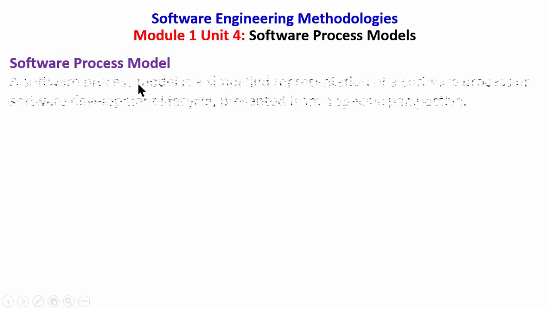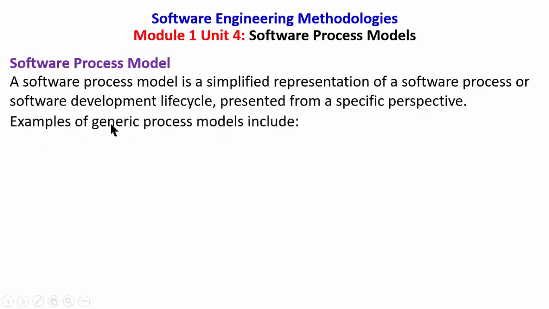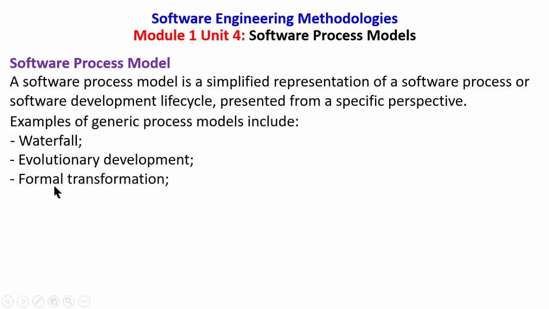Software process model. A software process model is a simplified representation of a software process or software development lifecycle presented from a specific perspective. Examples of generic process models include waterfall, evolutionary development, formal transformation, integration from reusable components.